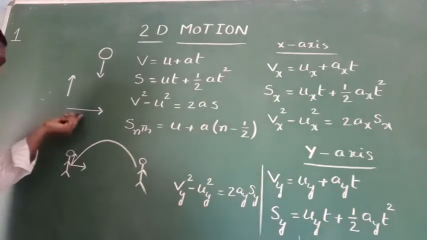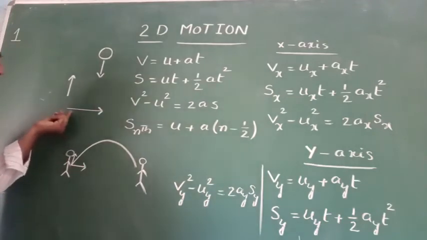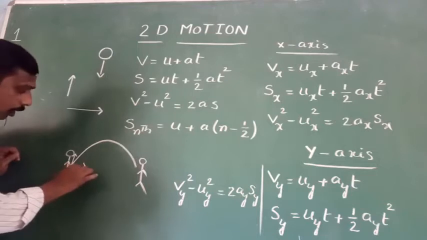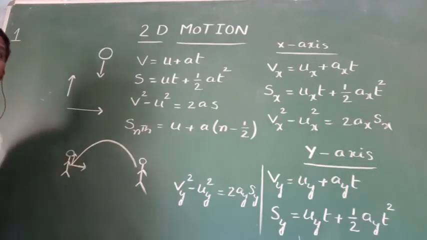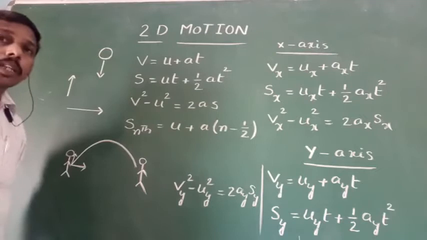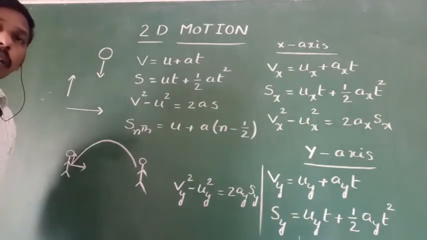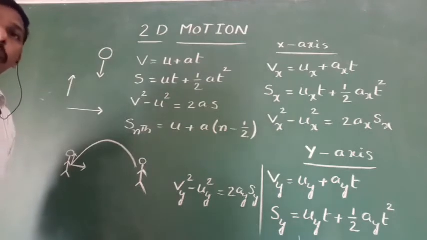Because in this condition, the body has velocity along only the x direction. Vertical velocity is equal to 0. In this condition, the body travels along only the y direction because its velocity along the x direction is equal to 0. Whereas in this condition, the body is simultaneously traveling along the horizontal direction and the y direction. That means in this condition, the body has two velocities, one along the x direction and one along the y direction.